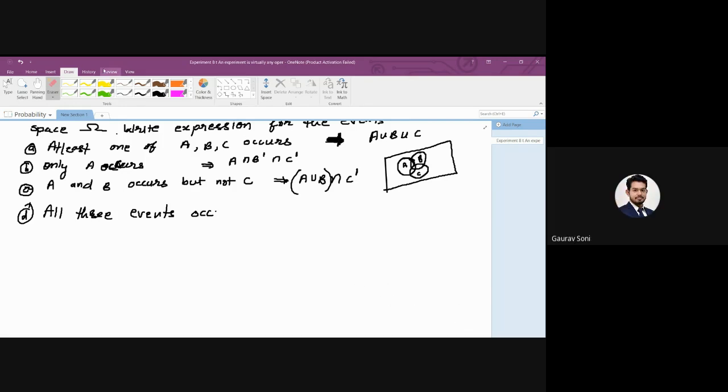Fine. All three events occur. A intersection B intersection C. Sorry, A intersection B intersection C is intersection. I was a bit confused. Okay.